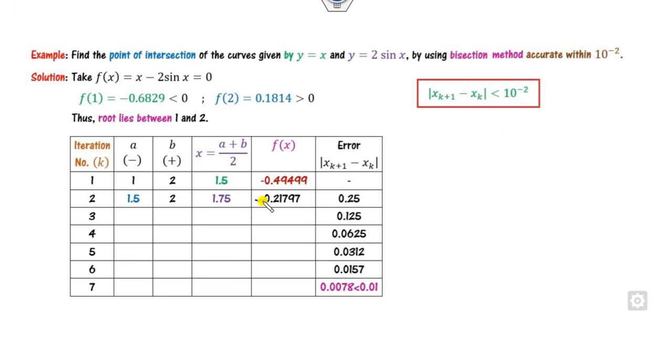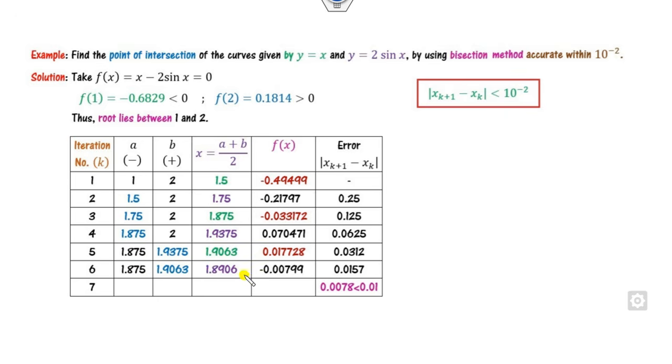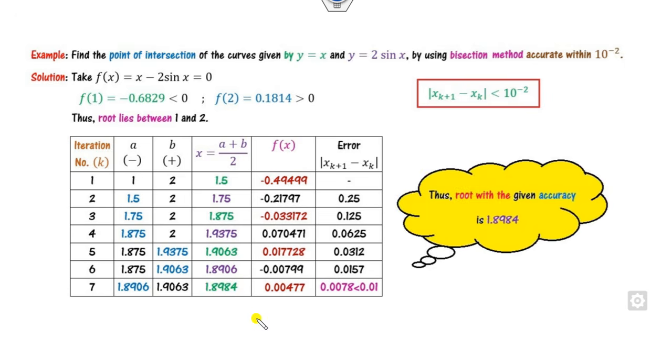Now since this is a negative number, we can replace this value on the negative side. This is 1.75. This is my 2. Again this is a negative number. We can replace here and we can preserve the positive value. This is the positive number. We can keep this number as positive and this number as such. Again this is positive. We can replace this number on the positive side and we can preserve this number here. This is a negative number. We can replace this. So this is my final answer of this problem. 1.8984 is the required answer.